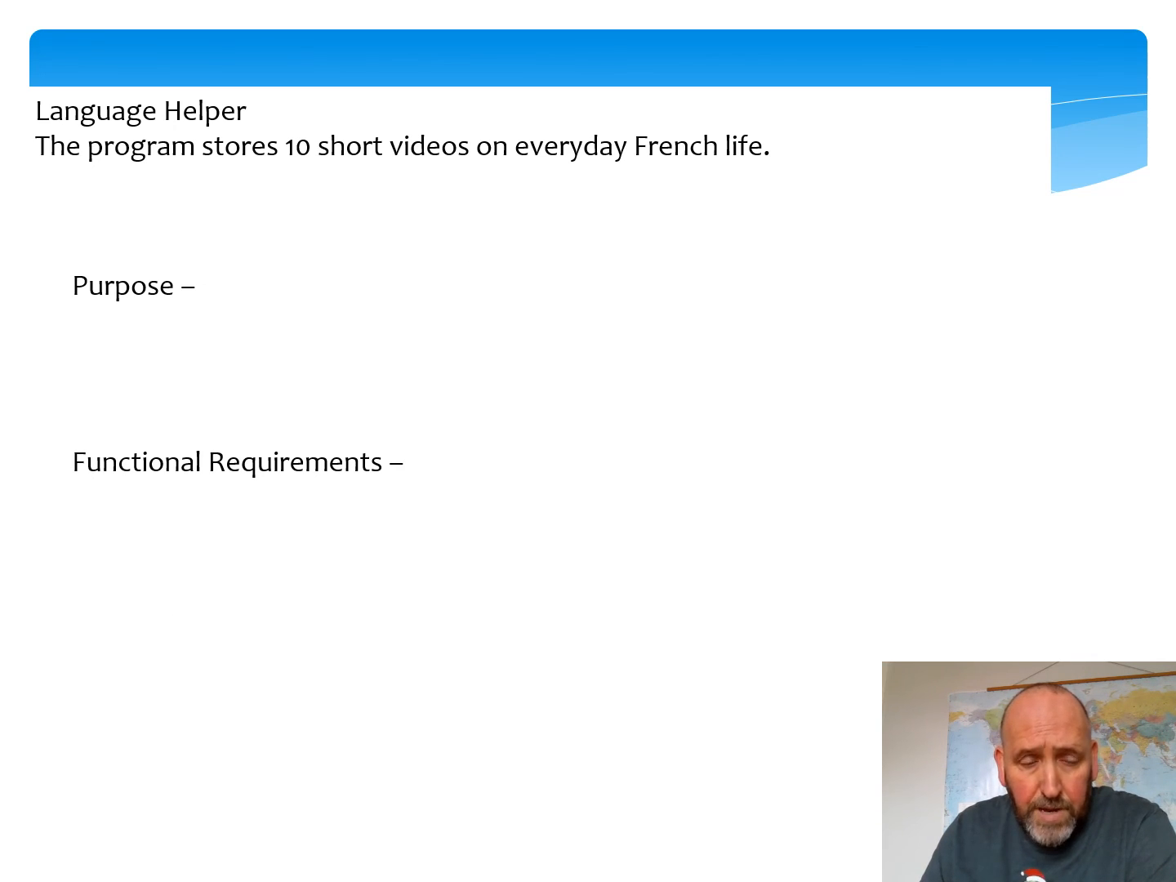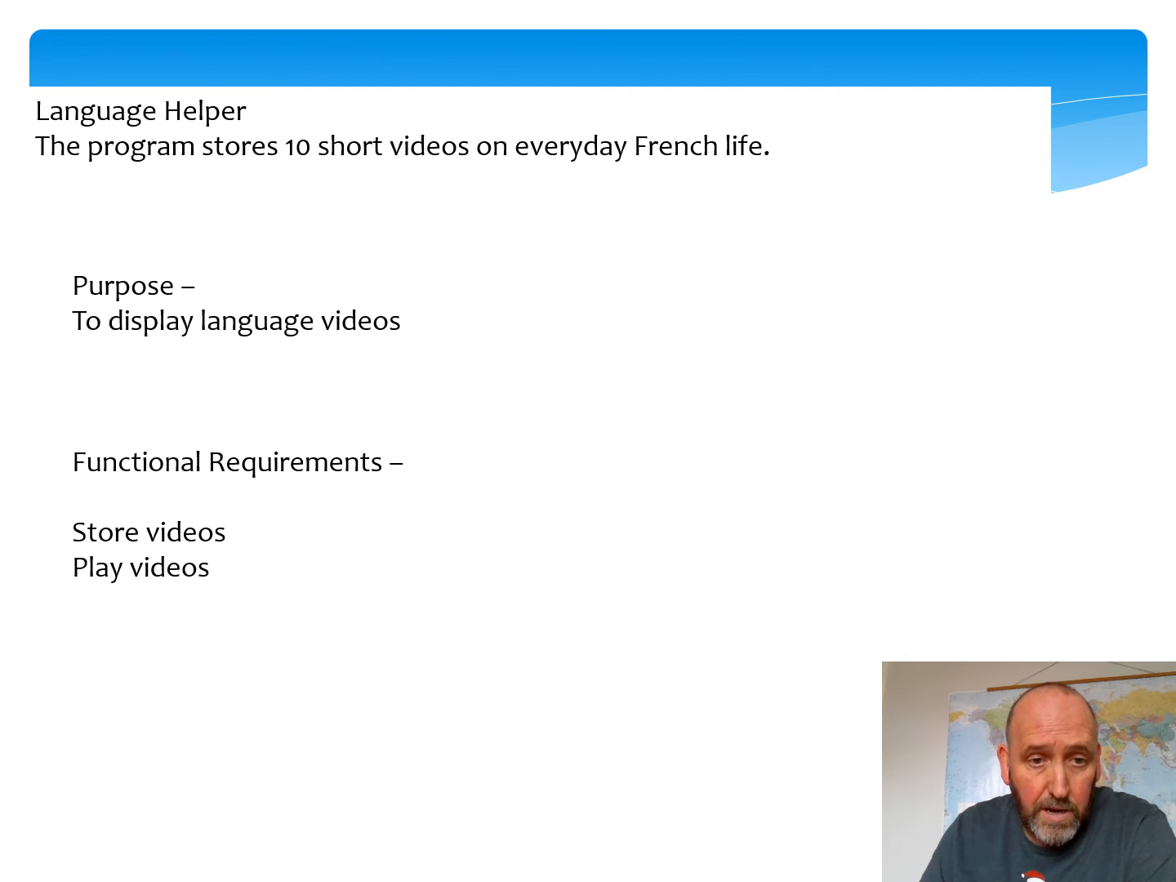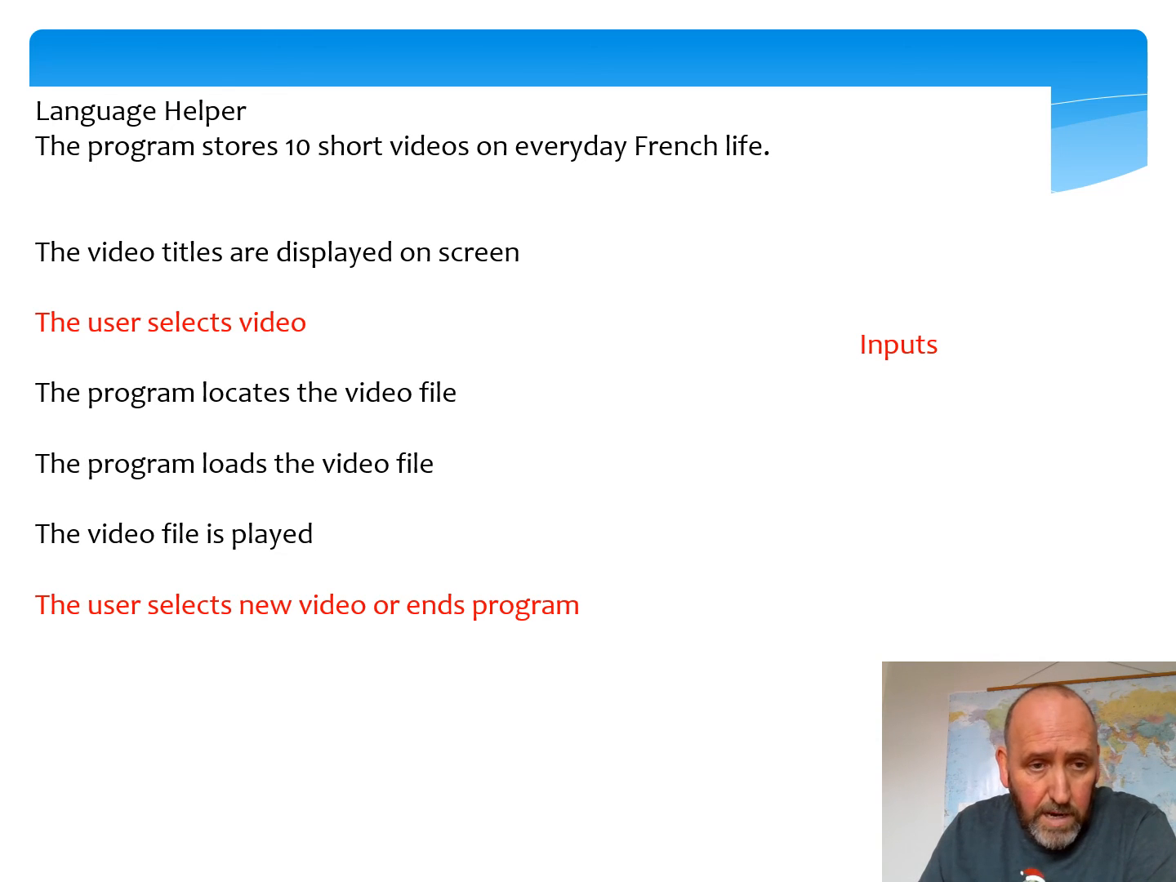Identify the purpose and the functional requirements. Pause the video. The purpose is to display language videos. Functional requirements would be store videos and play videos. Now we have to look at the inputs, and I think I've got this ordered wrong. So, yep, the inputs are the user selects a video, the user selects a new video or ends the program.